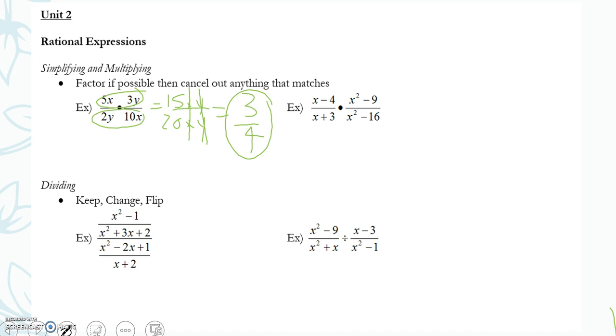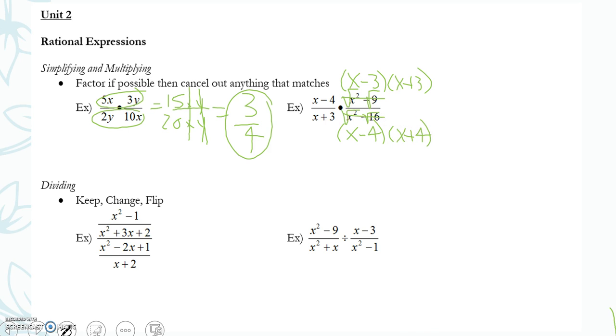The second example, you can do some factoring. The first fraction you can't, however, the second one you can do the difference of squares. So I can square root both and fill it into a minus b and a plus b. Same with the bottom. x minus 4, x plus 4.